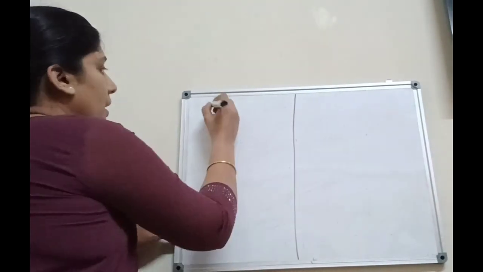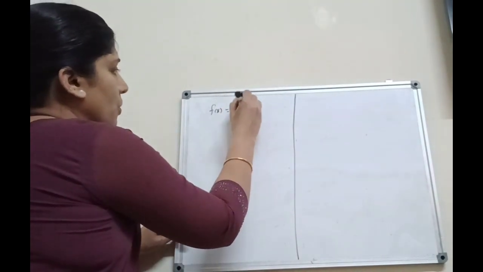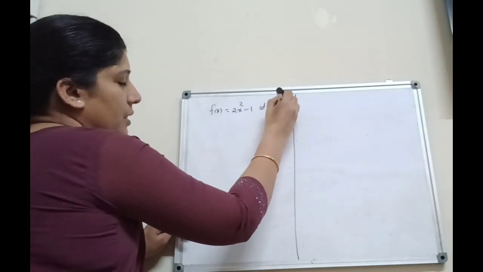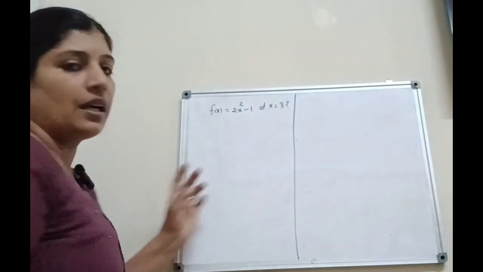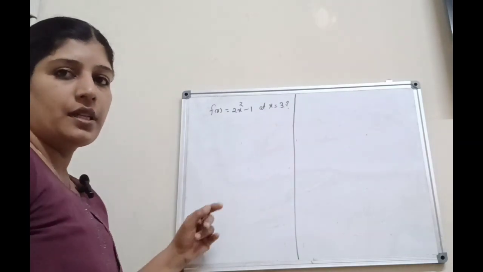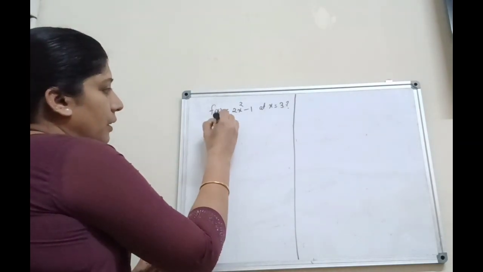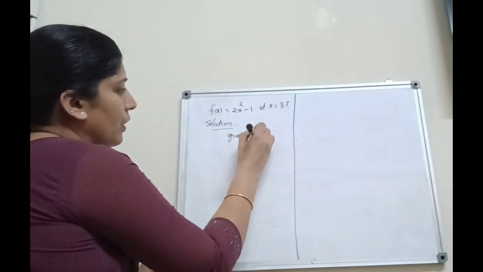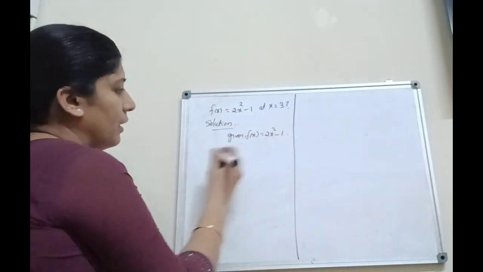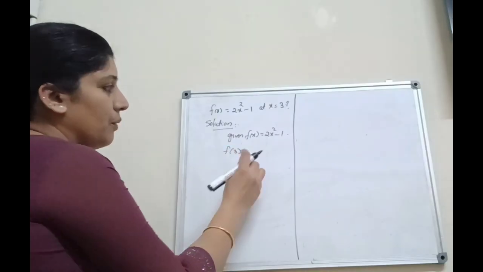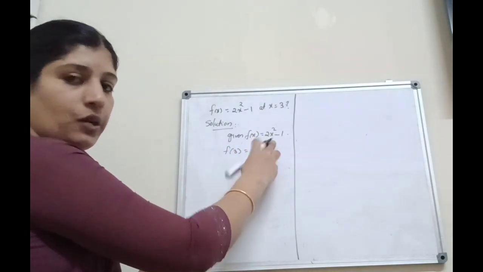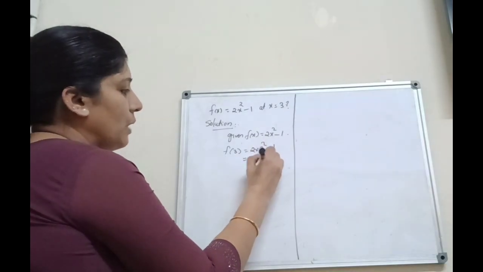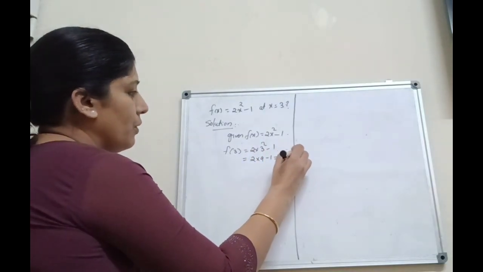Next, consider the question. f of x equal to 2x square minus 1. Check if it is continuous at x equal to 3. How can we check? First, we have to find out the value of f of 3. Here given f of x equal to 2x square minus 1. Then f of 3 will be, put x equal to 3 in this given equation, that is 2 into 3 square minus 1, that's equal to 2 into 9 minus 1, that is 18 minus 1 equal to 17.